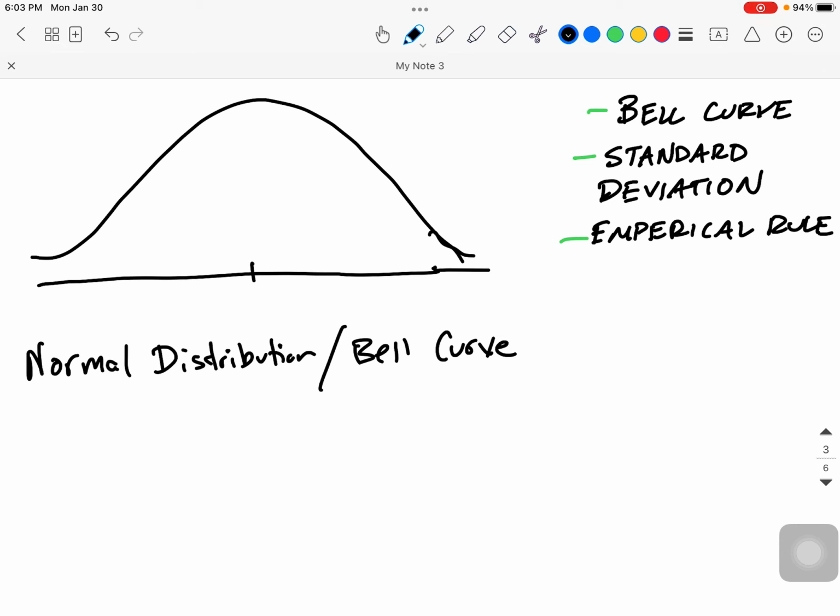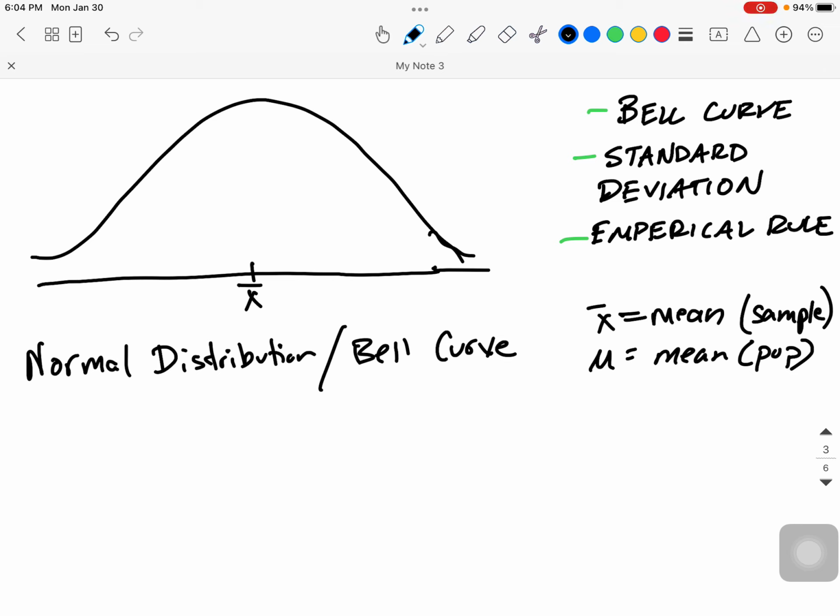One is that the middle, right smack dab in the middle of the graph, is where you're going to have the mean of the data set. And we say that X bar is the sample mean. And sometimes, if you're working with a population, which is less of the time, mu is the Greek symbol that represents the mean of a population. So if you calculate the mean, or you are given the mean, that's the value that would be in the middle.